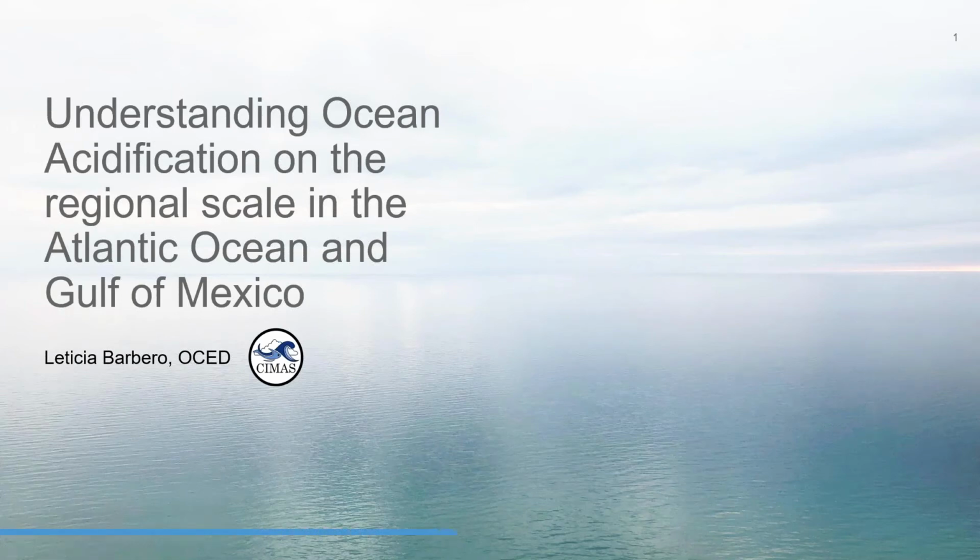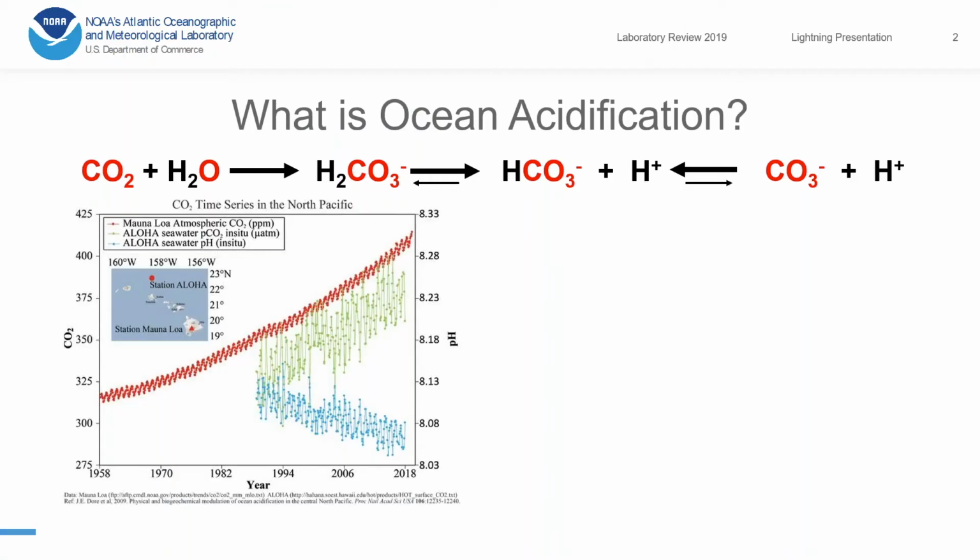We're going to continue talking about the carbon system, but we're going to move from the global to the regional, and we're going to talk about ocean acidification, which is often referred to as the other carbon problem. So let's start with what is ocean acidification.